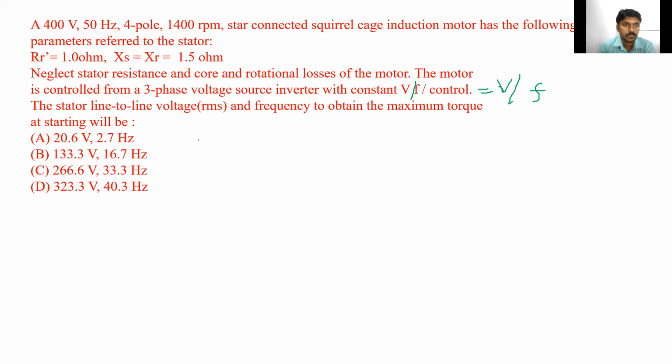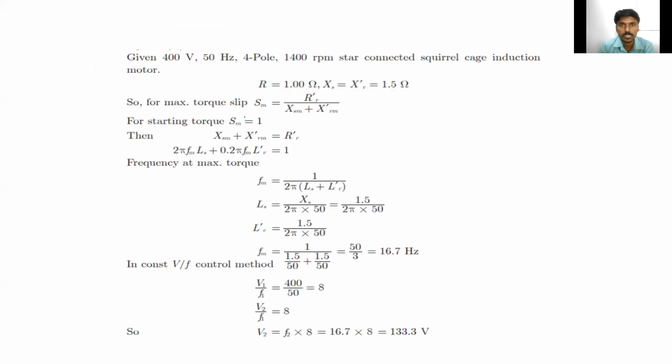Okay. So what is the answer? Here we have not discussed the equations; we will discuss them later. What is the given data? Supply voltage 400 volts, frequency 50 hertz, number of poles 4, and motor speed is 1400 rpm, star connected squirrel cage induction motor. The rotor resistance is 1.0 ohms. The stator reactance is equal to the rotor reactance, referred to the rotor side, equal to 1.5 ohms.